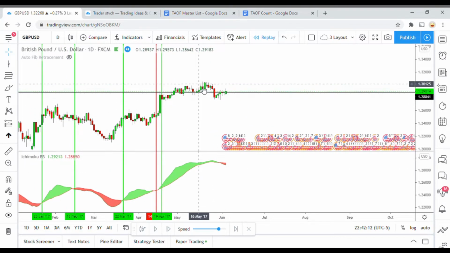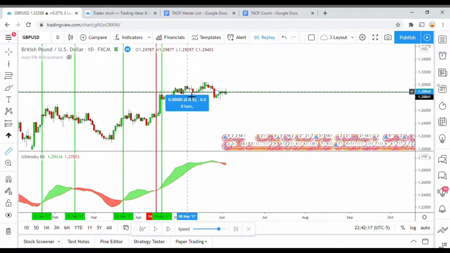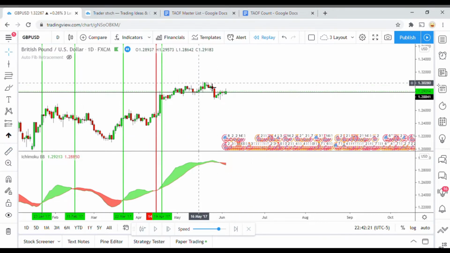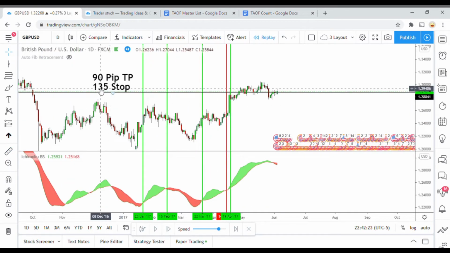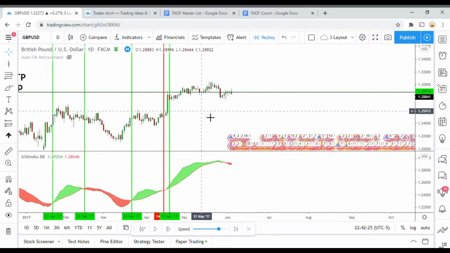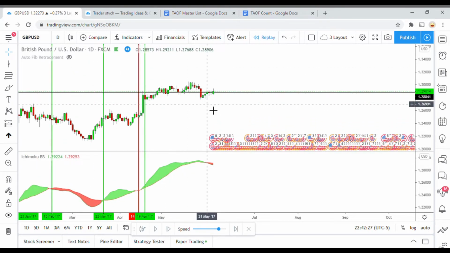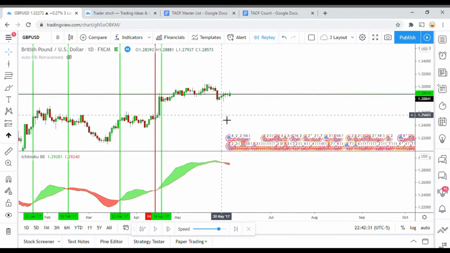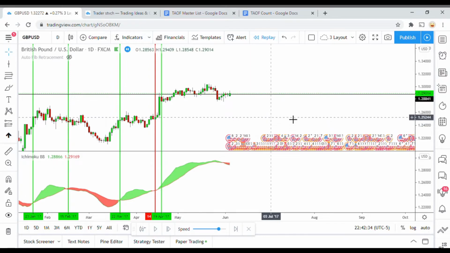Now, unfortunately, if we would have entered right there, we would have gotten stopped out as it pushed up right here, barely taking out the stop loss there, before it finally rolled over and then started to push its way down.